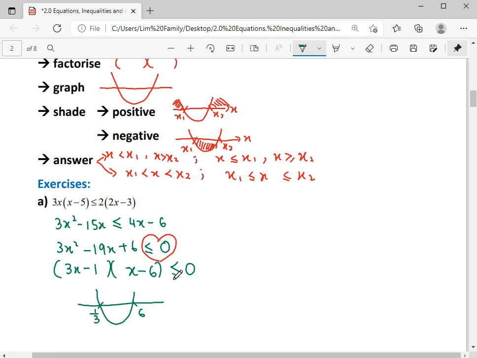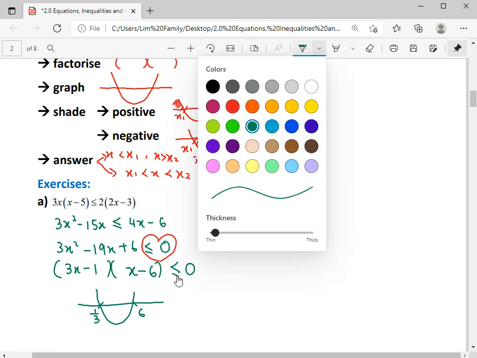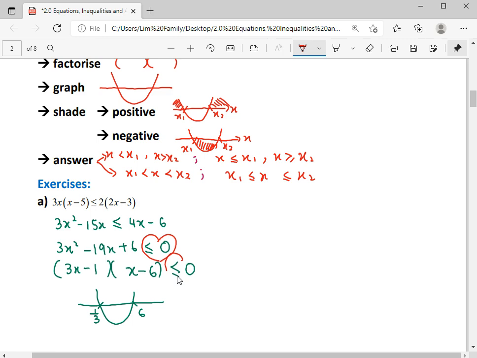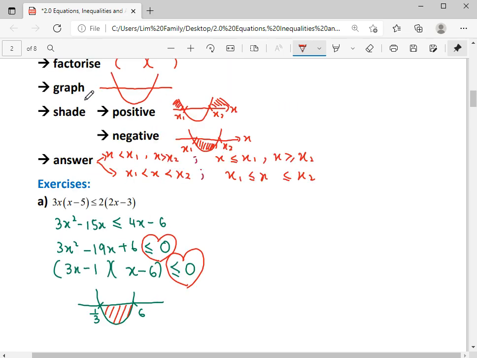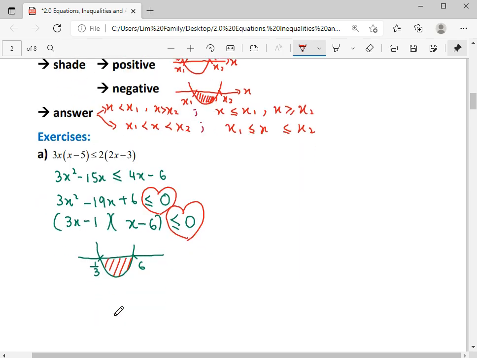So, by referring to your quadratic that you already simplified here, it is less than 0. Meaning that when you find less than 0, you are finding the negative region. So we are going to shade the region under the x-axis. The region under the x-axis is negative. The region above the x-axis will be positive. So after we shade that, you can see we follow through the working: factorize, graph, then shade. After we shade, we put our answer.